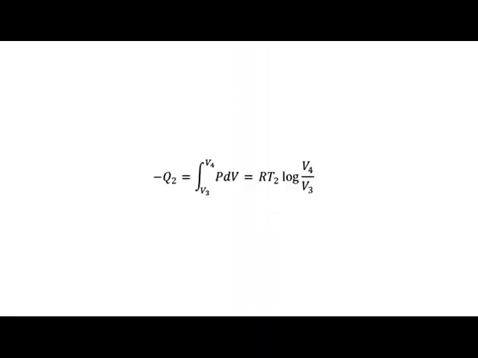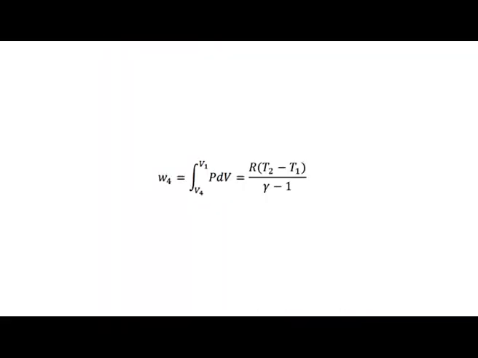Third, the working substance at C is unable to perform work because the pressure P3 is very low here. Hence, it is brought back to the initial state A. For this, the cylinder is kept on the sink and the piston is moved so that the gas is compressed. The heat produced due to compression passes to the sink. This operation is represented by the isotherm and the work done is equal to heat rejected, minus Q2, which is equal to integral V3 to V4 PdV, which is equal to RT2 log V4 by V3.